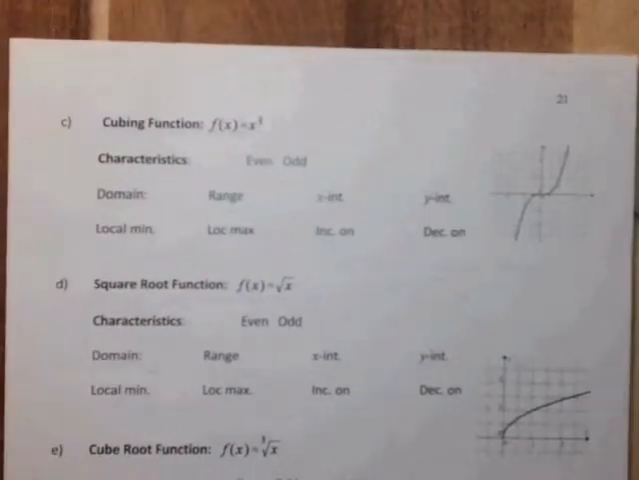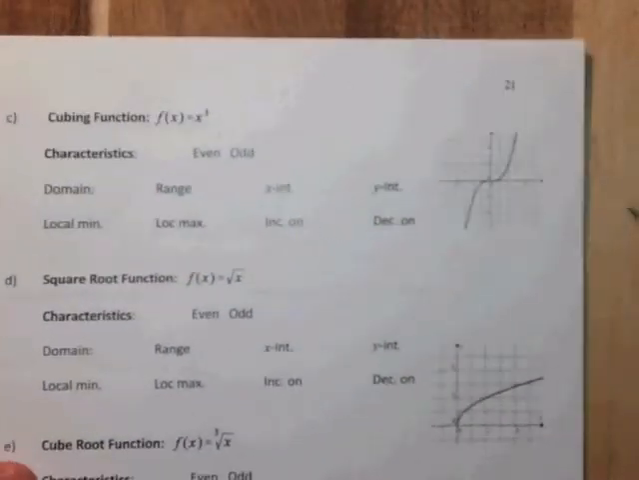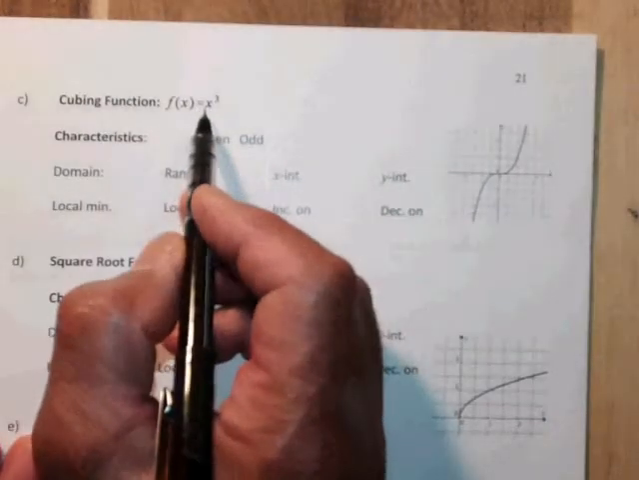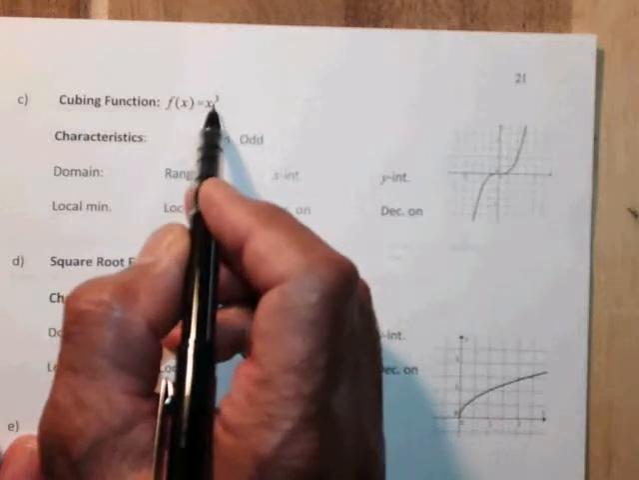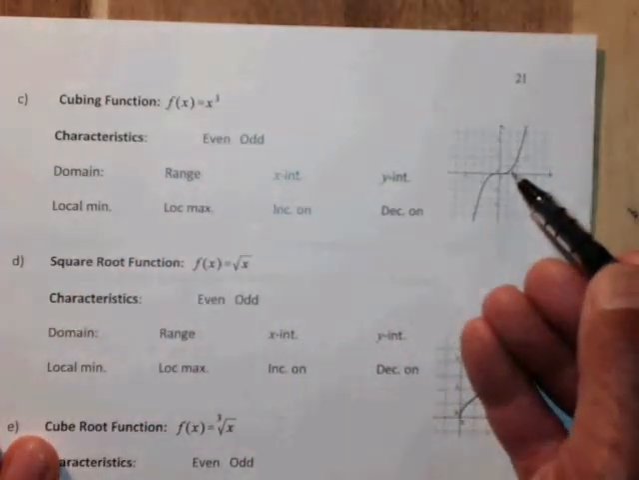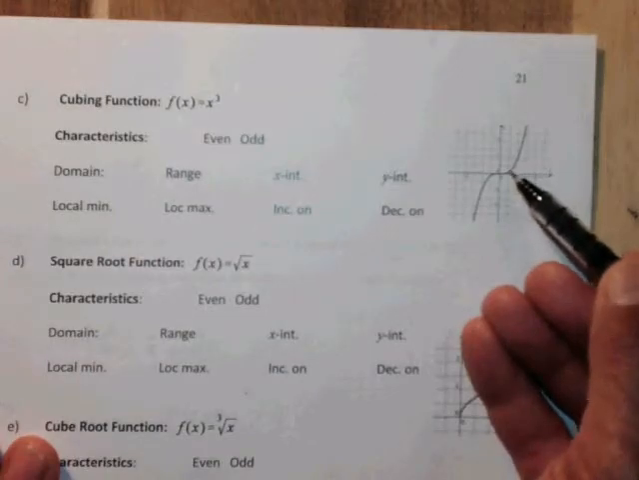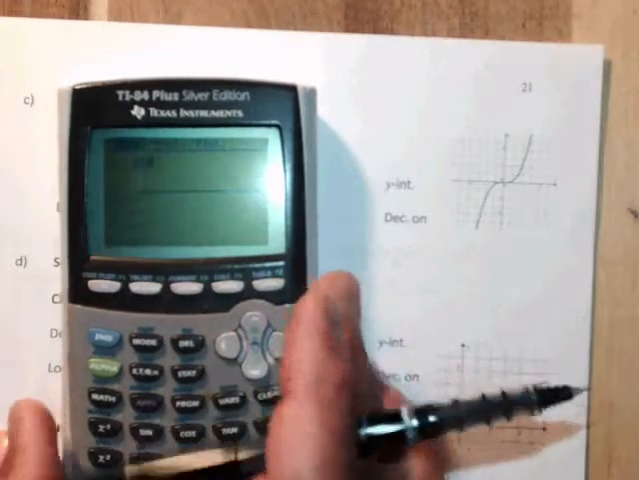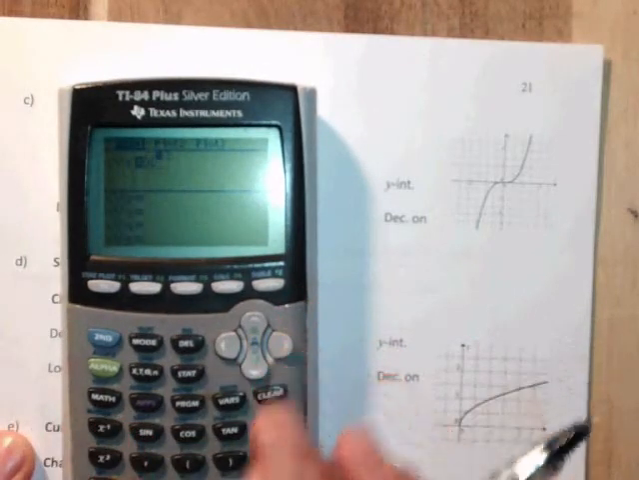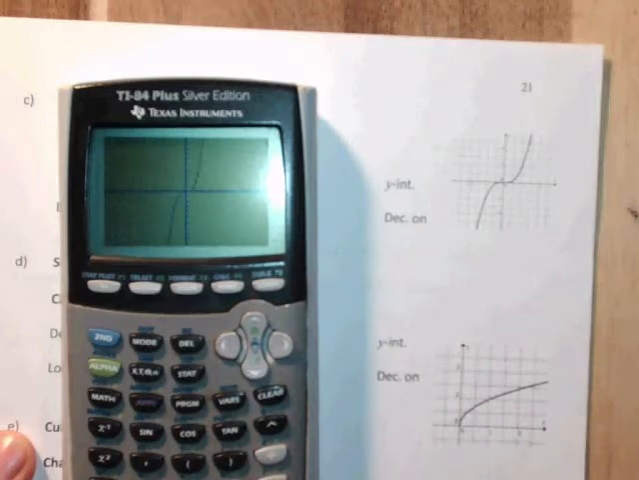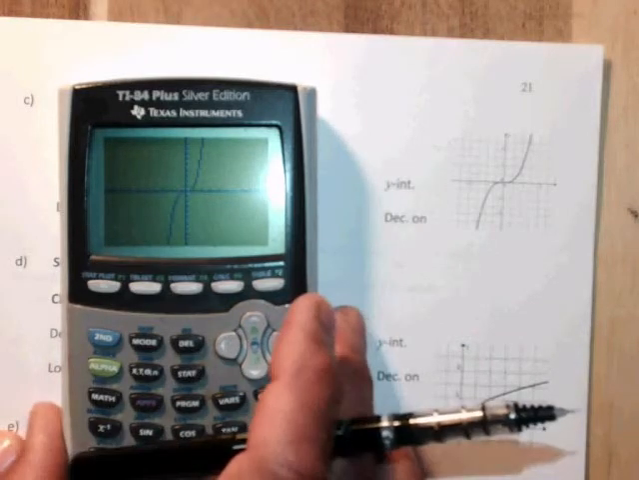The next specific function is called the cubing function. Cubing function means whatever x is, you cube it. F of x equals x cubed. This is the graph. Of course, it's an odd function. That's the graph of it, so I can verify the graph right here, x to the power 3. You see, that's the graph of this function. It's an odd function.